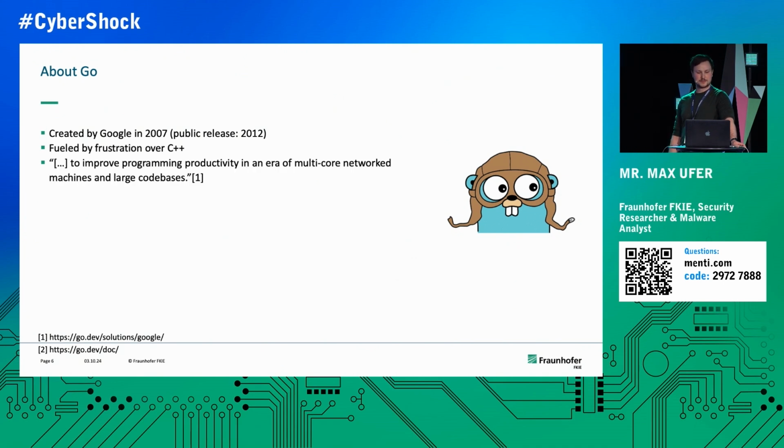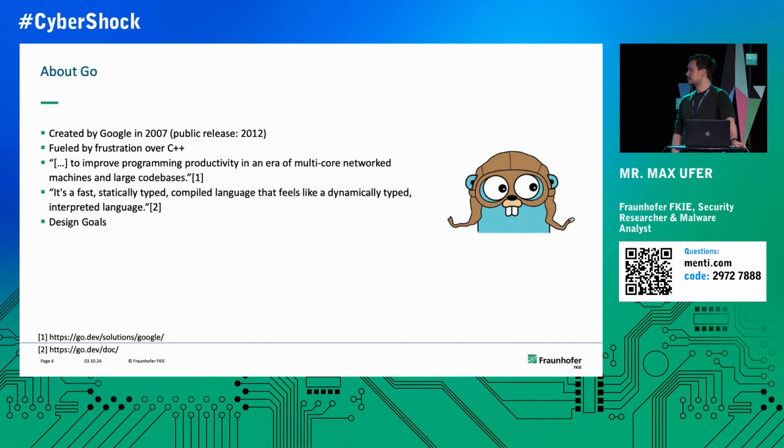Here's a direct quote: they wanted to improve programming productivity in an era of multi-core networked machines and large code bases, and wanted to create a fast, statically typed, compiled language that feels like a dynamically typed, interpreted language. So basically, they tried to achieve a language which is as efficient as C, as usable as Python, but also memory safe, and offers this thing which is always referred to as effortless concurrency.